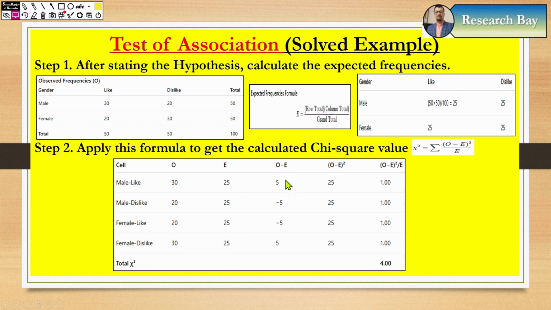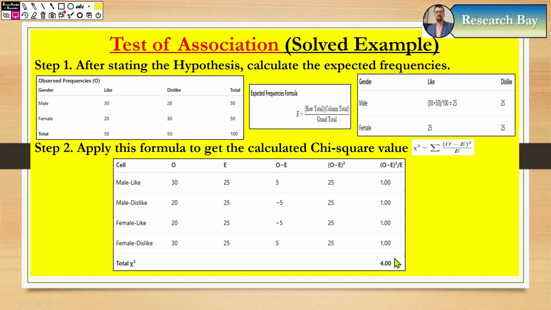Then observed minus expected, 30 minus 25 is 5, 20 minus 25 is minus 5. When we square it up, we get these values, and then we divide it by the expected. So here in this case, 25 divided by 25, you get 1, right? 25 divided by 25, you get 1. So we get a total of 4 in this case. This is our calculated chi-square value.